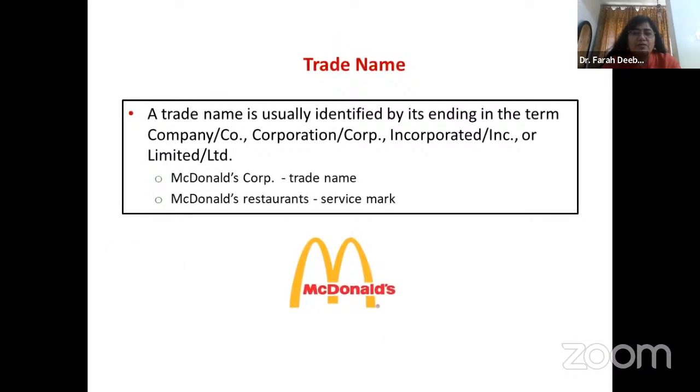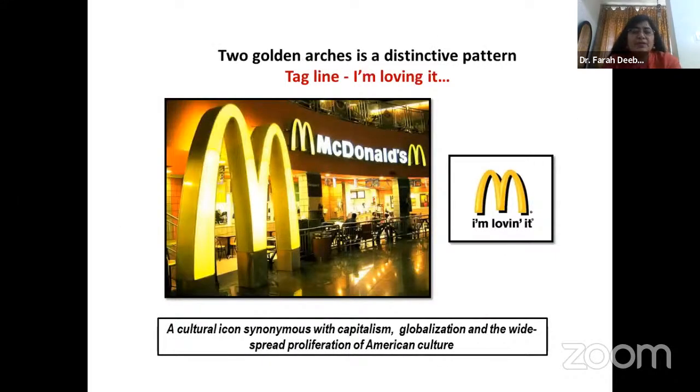So when we talk about trade name, McDonald's is a trade name. So the McDonald's Corp is the trade name, and the restaurants are the service mark, McDonald's restaurants. And you see the double arches, golden arches. The tagline is, I'm loving it. So the moment the children see this, they will say, I'm loving it. So it's a cultural icon, synonymous with capitalism, with globalization, and widespread proliferation of American culture. So this is how a branding exercise should be done.